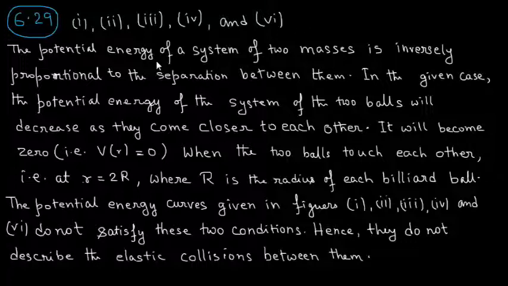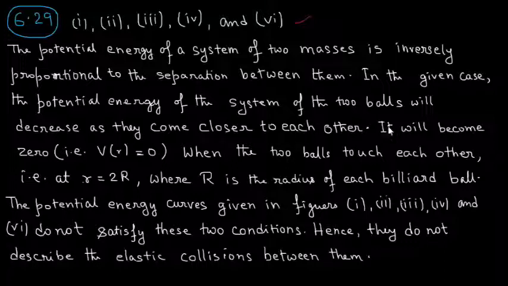So the answer is 1, 2, 3, 4 and 6. How do we come to this answer? Let us see. The potential energy of the system of two masses is inversely proportional to the separation between them. In the given case, the potential energy of the system of the two balls will decrease as they come closer to each other.